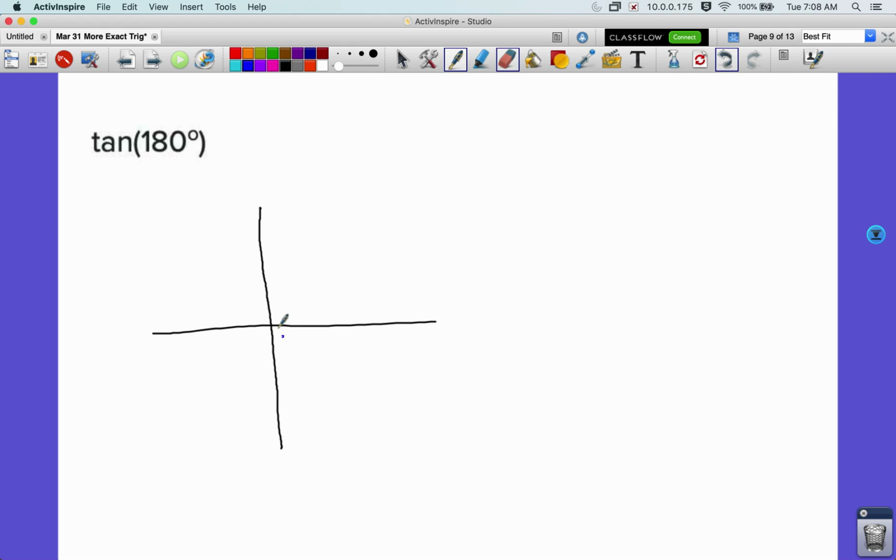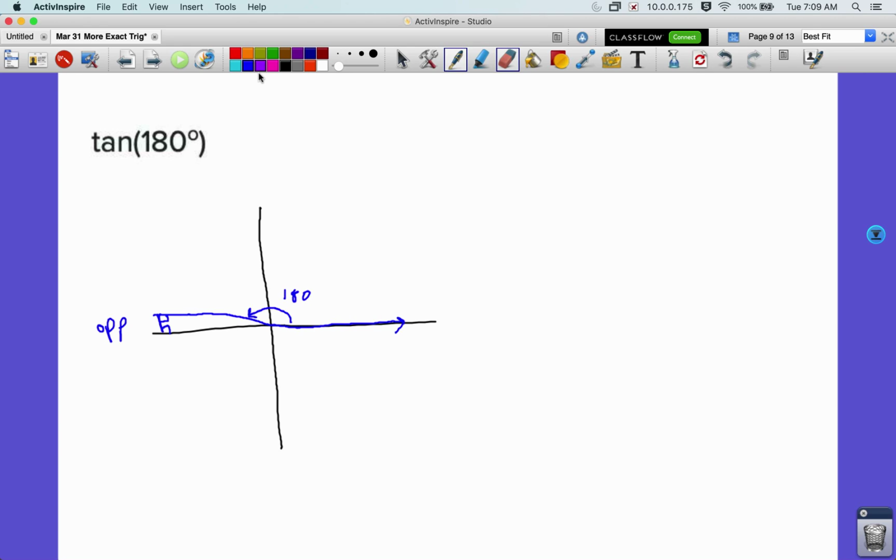So put your initial side right along the x-axis, basically invisible. Terminal side right along the x-axis going this way, but I'm going to be kind of sloppy with this one. So that's supposed to be 180 degrees right there, but I got a little bit sloppy. I left a little bit of a gap, but that's so that I can turn this into one of my special triangles.